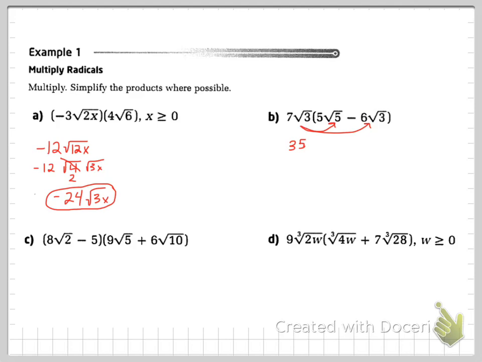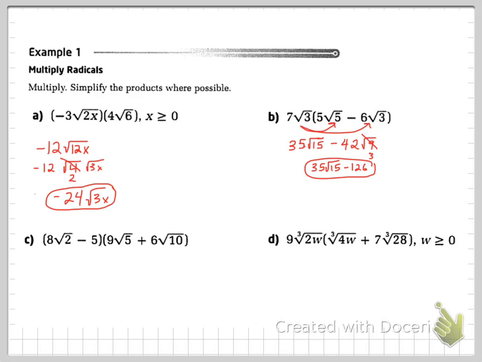Second one, 7 times 5, our whole numbers, is 35. Root 3 times root 5 is root 15 minus 42 root 9. Now the root 9 can be reduced to 3, and that'll give us 35 root 15 minus 126.